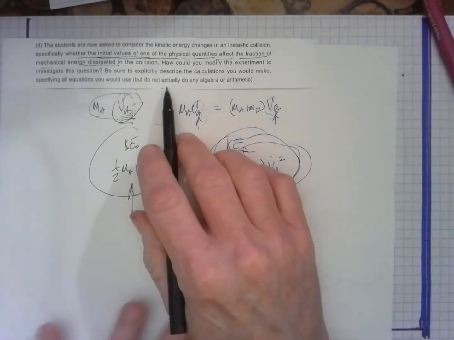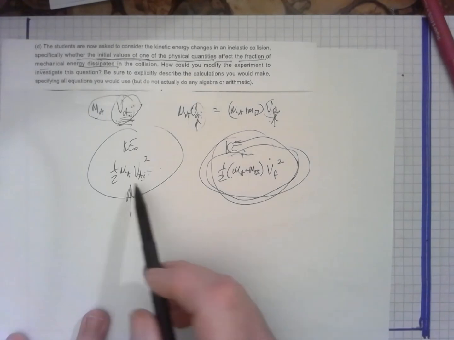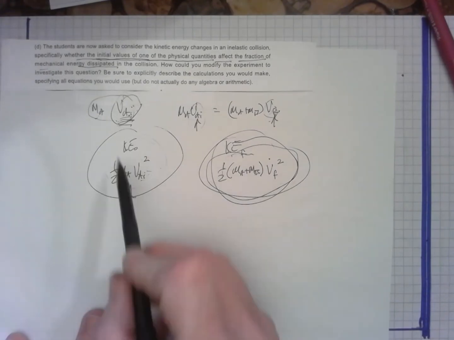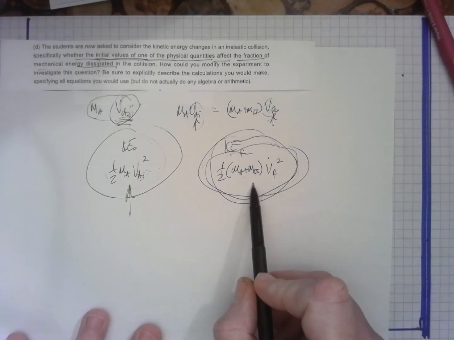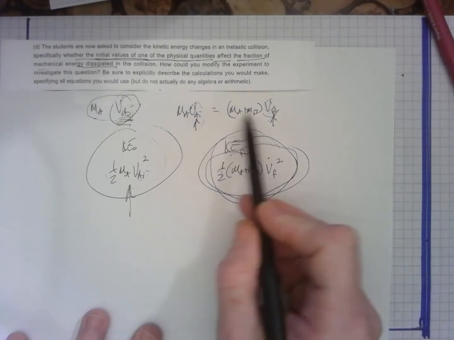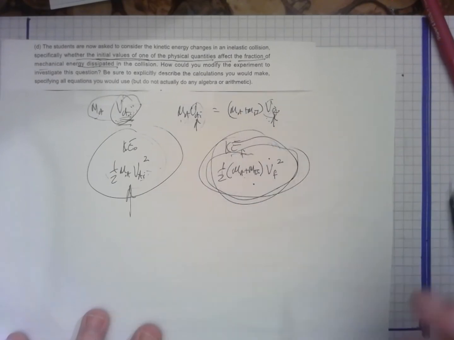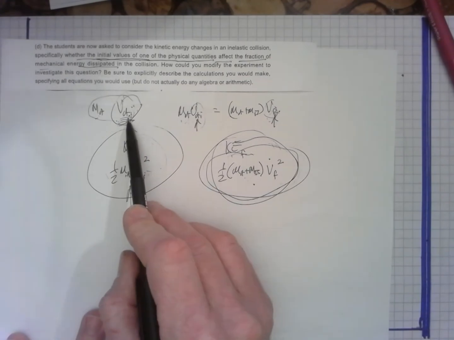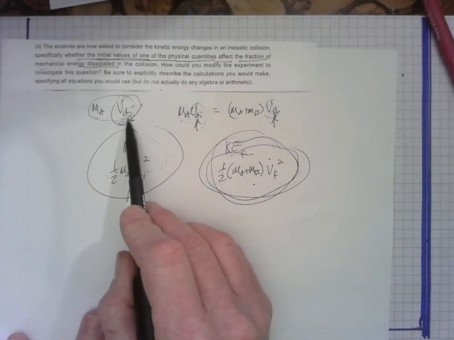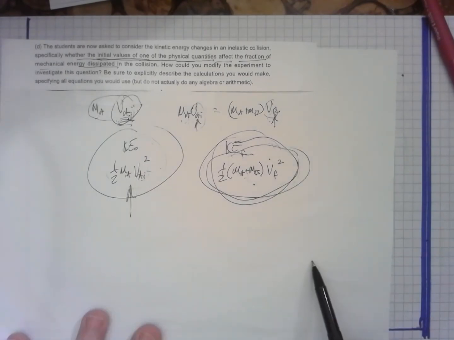And so to explicitly describe the calculations, I would find the initial kinetic energy using this, and the final kinetic energy using this. I would know the masses, and I would measure the velocities before and after. And that would give me all I would need to know. And I would vary this, say the velocity, keeping everything else constant.